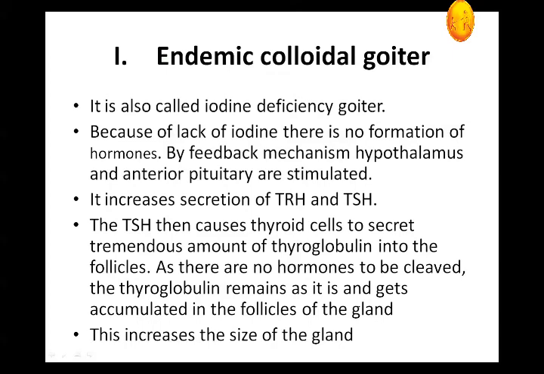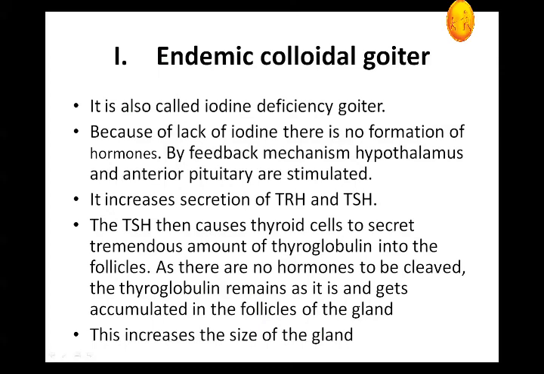Should I proceed or not? The TSH then causes thyroid cells to secrete. Please, they may ask you the mechanism of formation of the endemic colloidal goiter. There is iodine deficiency. The TRH and TSH increase. The TSH then causes thyroid cells to secrete tremendous amounts of thyroglobulin into the follicles, but in these there are no hormones to be cleaved.